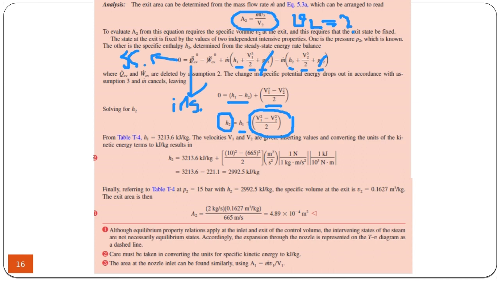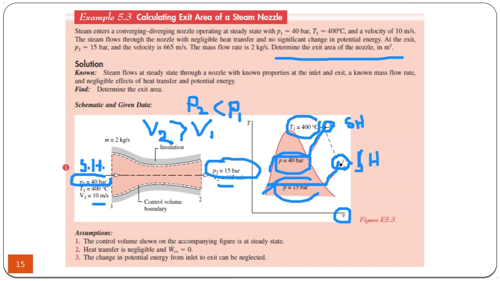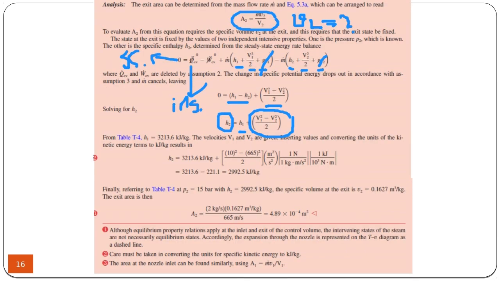And because H1 is steam at 40 bars and 400 Celsius, you can use this steam table and find the value of H1. So once you find the value of H1, you can use it inside this equation to find the value of H2. The value of H2 is 2992.5. This is the calculated value.